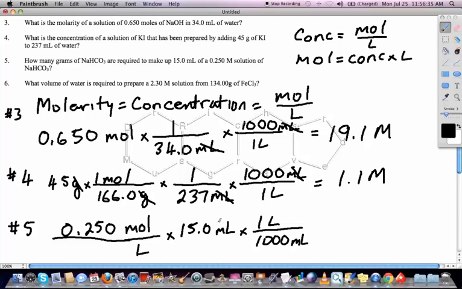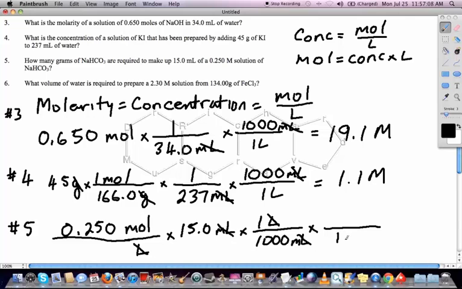I know how to arrange this because I want those millilitres to cancel. I also want the litres to cancel as well, and that's how I'm going to be left with my moles. Alright, so just in summary, what I did was I took the concentration, multiplied it by the volume in millilitres, and did a conversion from millilitres to litres so that I could get rid of that unit and just be left with moles.